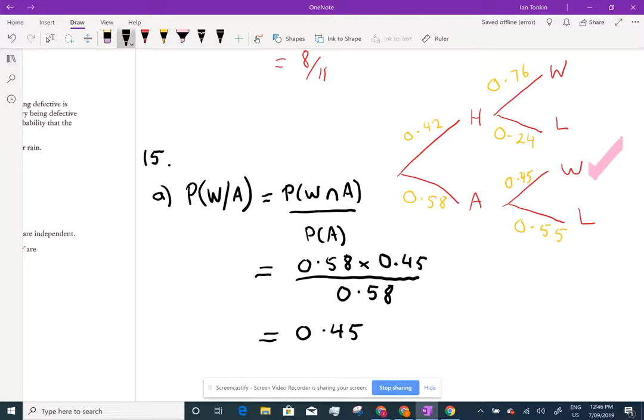Now, we didn't need to do it that way. We could have just said, oh, if they're away, chance of them winning, it says it in the question, is 45. But I wanted to show you how to do it using the tree diagram, because for the next ones, you do need the tree diagram. So let's go to the next question.